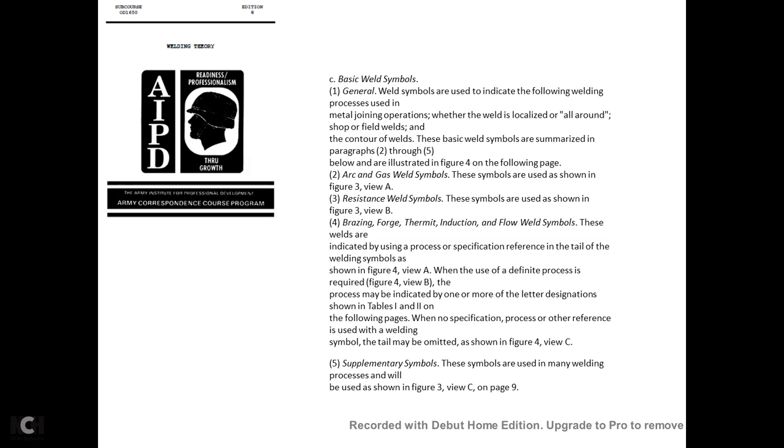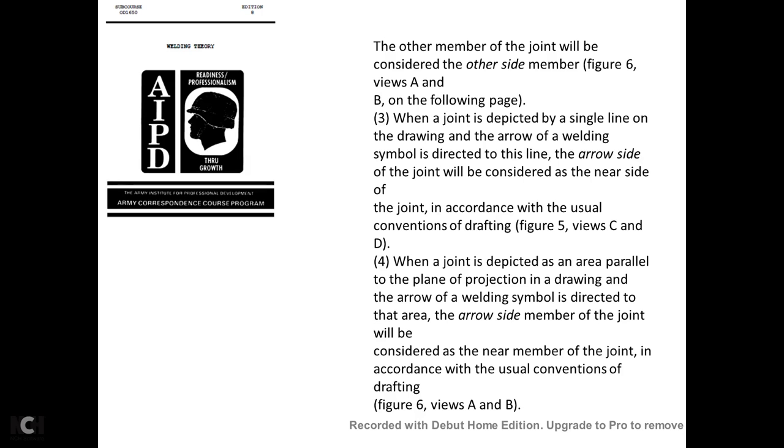The supplemental symbols. The symbols are used in many welding processes and are shown in figure 3, view C on page 9. The other member of the joint will be considered the other side of the member, as in views A and B of figure 6. On the following, when the joint is depicted on a single line drawing and the arrow of the welding symbol is directed to this line, the arrow side of the joint is considered the near side of the joint in accordance with the usual conventions of drafting.